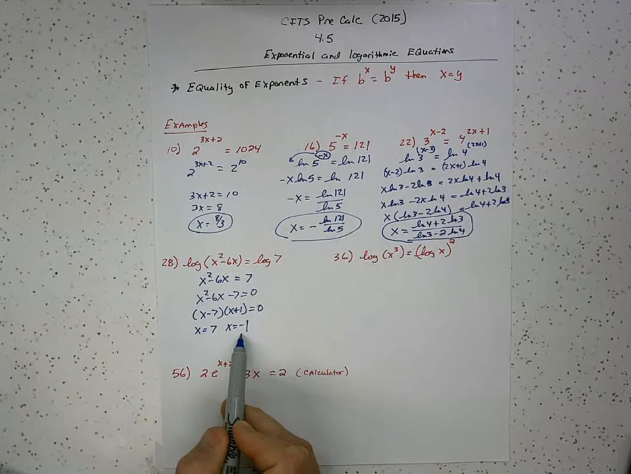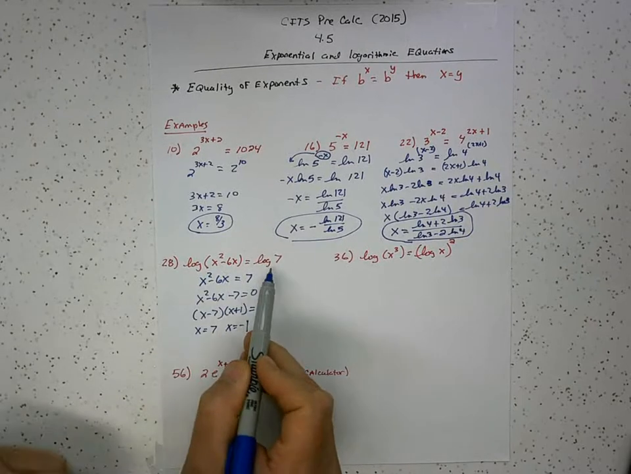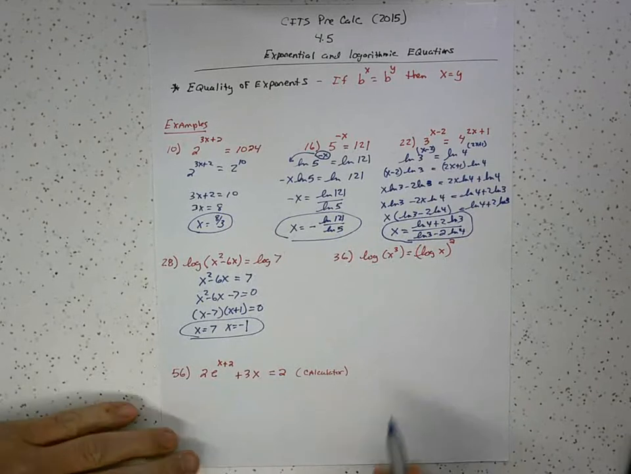That one works. I plug negative 1 in, I get 1 minus 6 times negative 1, so 1 plus 6, which is a log of 7. That also works. But make sure you plug them in and check them, because they might give you something that doesn't work. Okay, number 36 is a little bit tricky in the beginning.